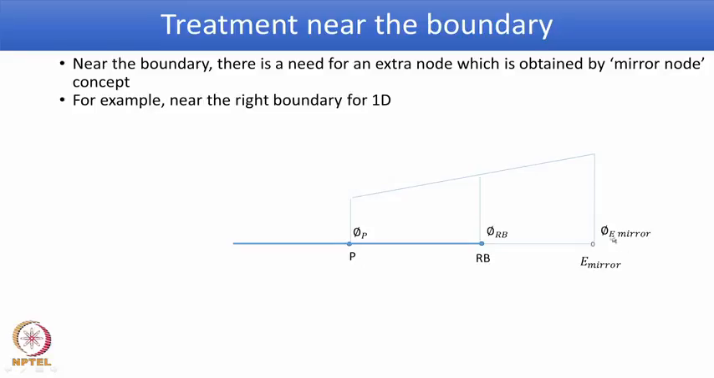Now, we need to evaluate or get an idea of the value of the variable at this mirror node, because we have considered the distance the same as between node P and the right boundary. We use linear approximation, hence it is written here phi at E mirror equal to 2 times phi at RB minus phi P.